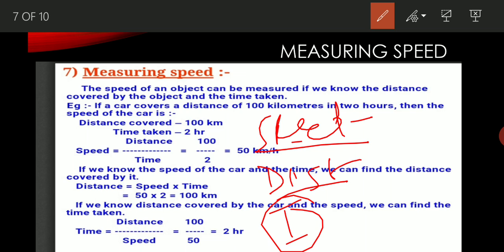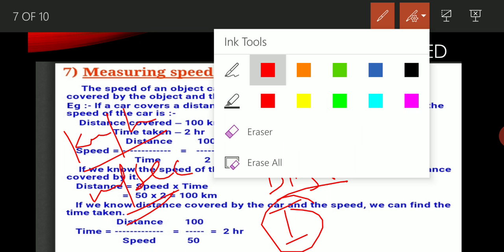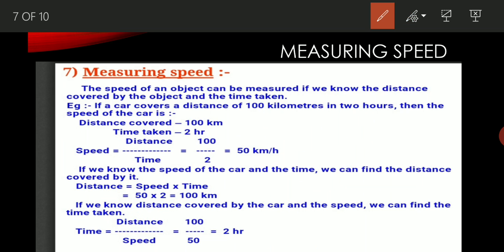But again I'm repeating, be aware that the unit should always be either kilometer per hour or meter per second. Sometimes it asks you to convert the speed from kilometer per hour to meter per second, and those numerical problems we will solve in the next lecture. But right now we have to just see the theoretical part of this chapter, so let's see that.